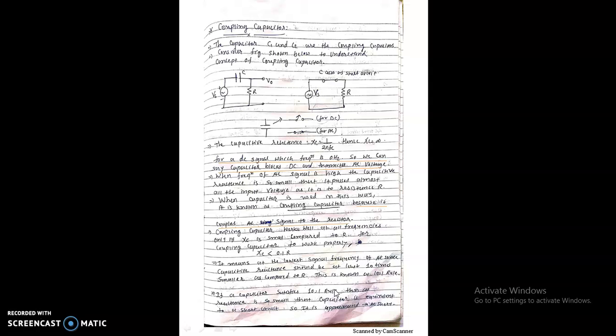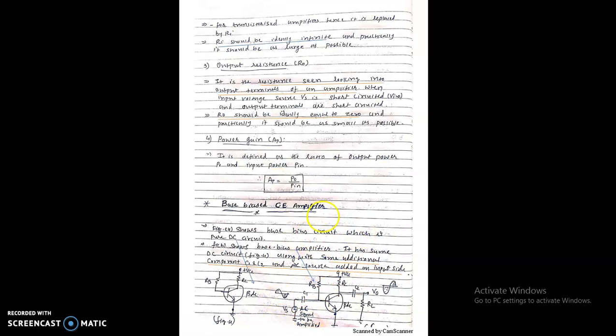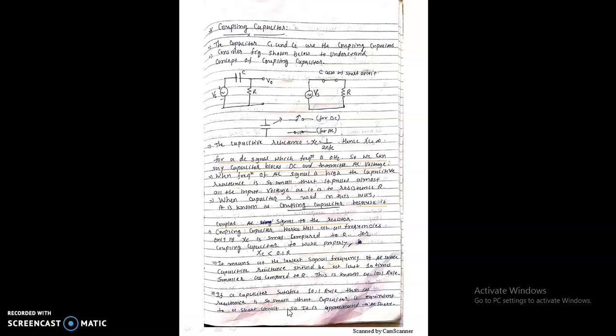Here in the last figure I have already told you C1 and C2 are coupling capacitance. So we will discuss what is coupling. What do you mean by coupling capacitance? In the exam many times they ask questions on coupling capacitance and bypass capacitance. So first, coupling capacitor. The capacitors C1 and C2 are coupling capacitors. Consider the figure shown below to understand the concept of coupling capacitance.